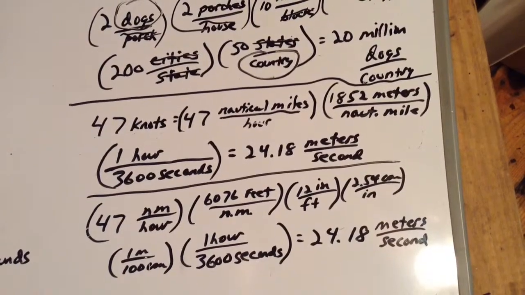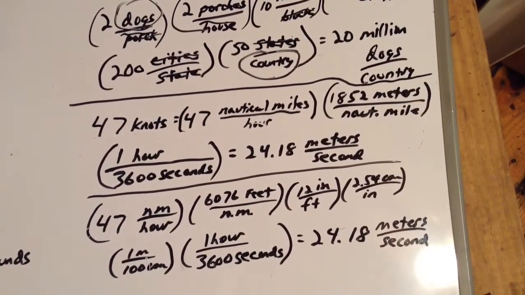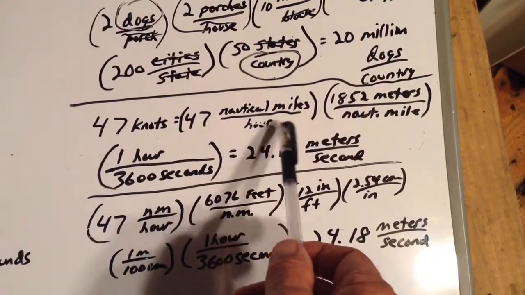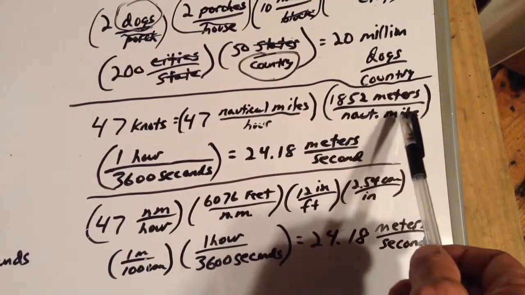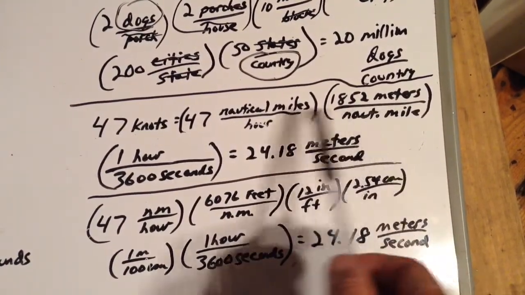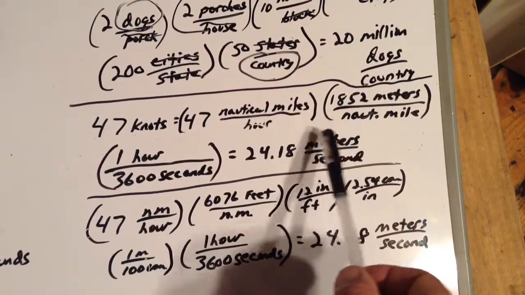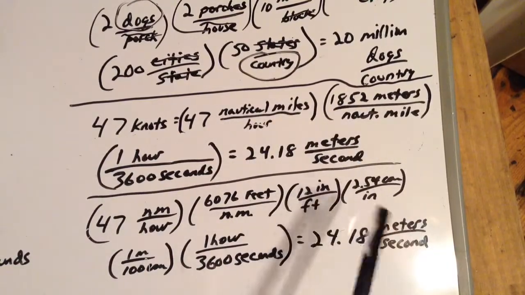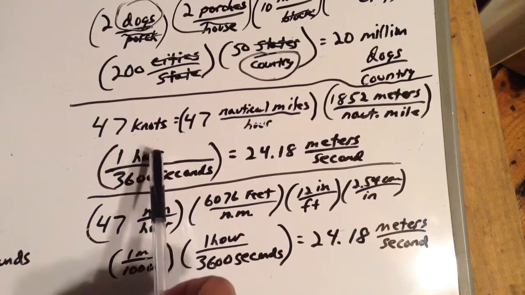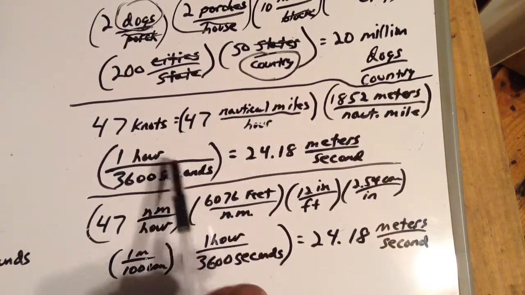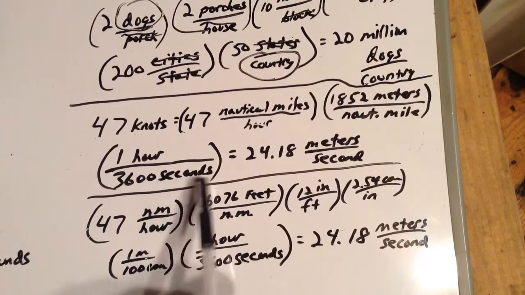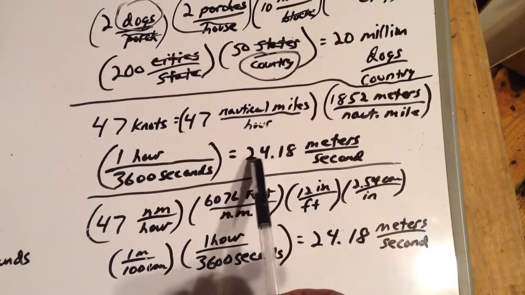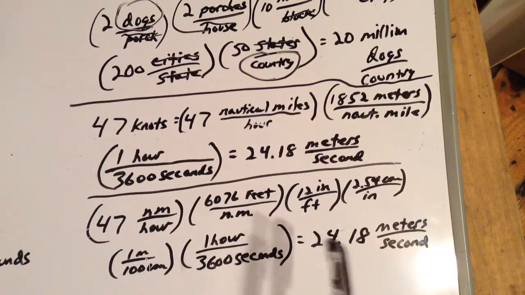We turn our 47 knots into meters per second. We just multiply 47 — a knot is a nautical mile per hour by definition. There are 1,852 meters in a nautical mile, so we multiply 47 times 1,852 and we'll get meters per hour, because our nautical miles will cancel out. And we divide that by 3,600, or multiply it all times 1 hour divided by 3,600 seconds, and we'll turn our meters per hour into meters per second, and our answer is 24.18 meters per second.